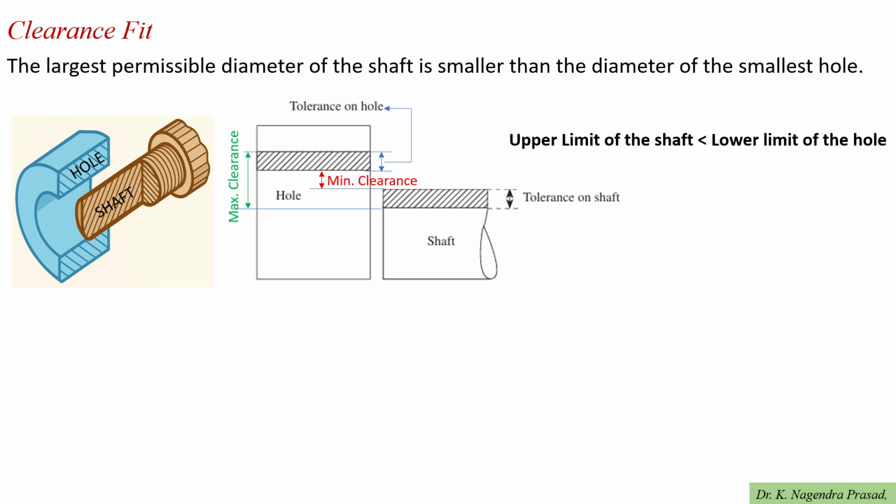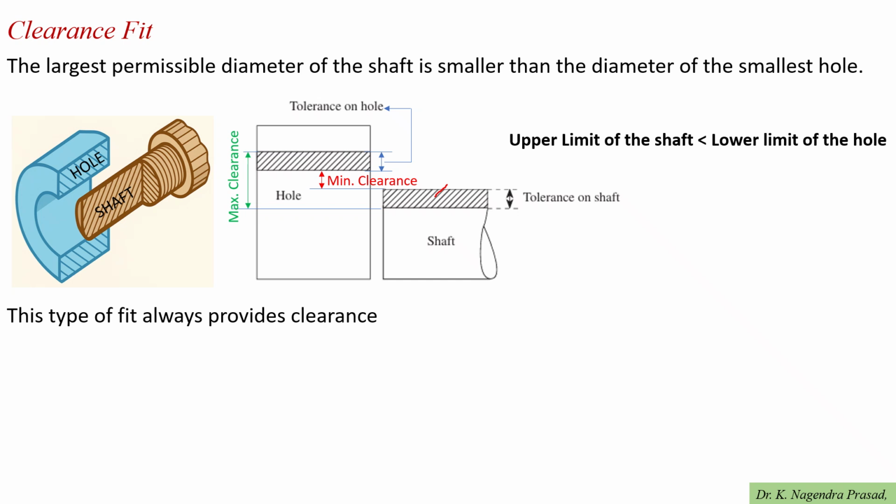So let's see it in the picture. Clearance means it is the gap. When a gap exists between the two mating parts, the upper limit of the shaft should be less than the lower limit of the hole. This is the upper limit of the shaft, and this is the lower limit of the hole. In this condition only, clearance will exist. So the condition of the clearance fit is that the upper limit of the shaft should be less than the lower limit of the hole.